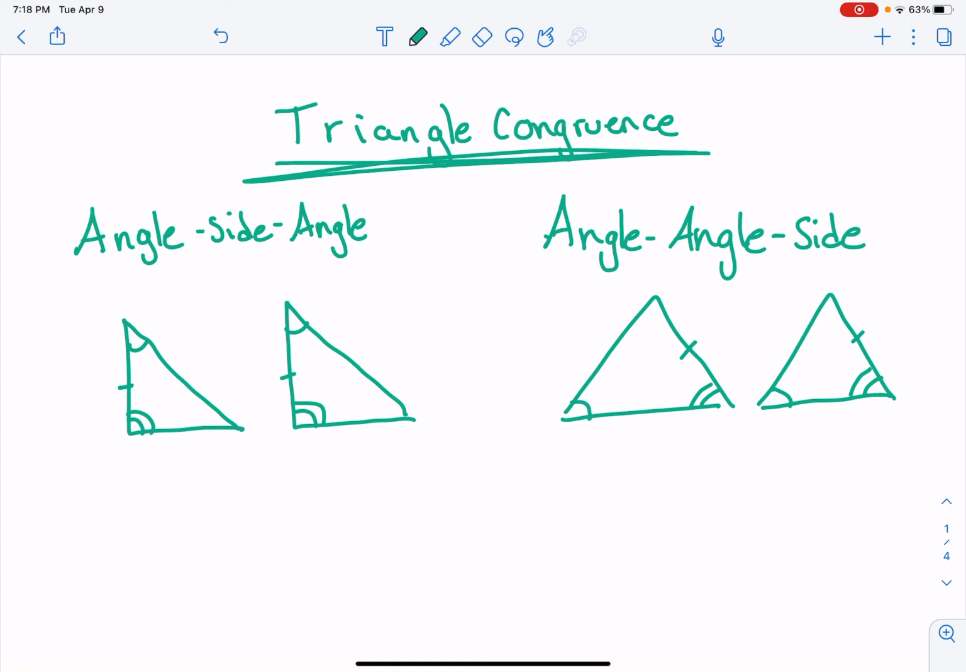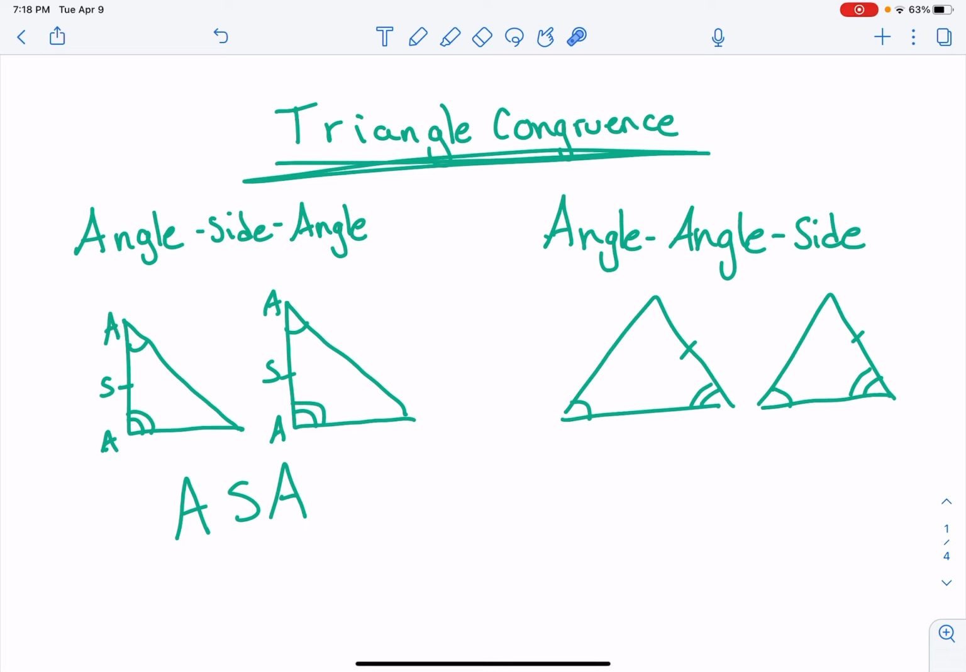The first one is called angle side angle, which we also write as ASA. And here's an example of the labels we would need for this to be true. In these two triangles, we have one pair of corresponding angles that are congruent. We have one pair of corresponding sides that are congruent. And then we have another pair of corresponding angles that are congruent. So that means that these triangles are congruent by angle, side, angle.